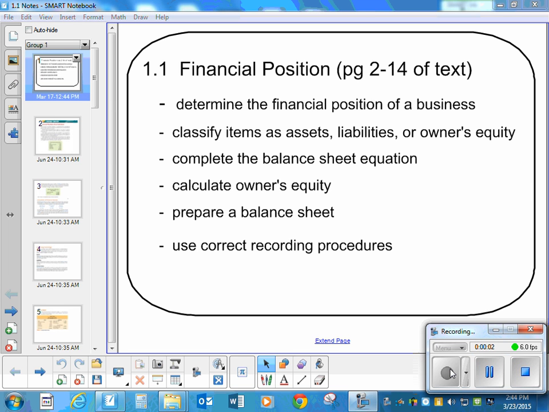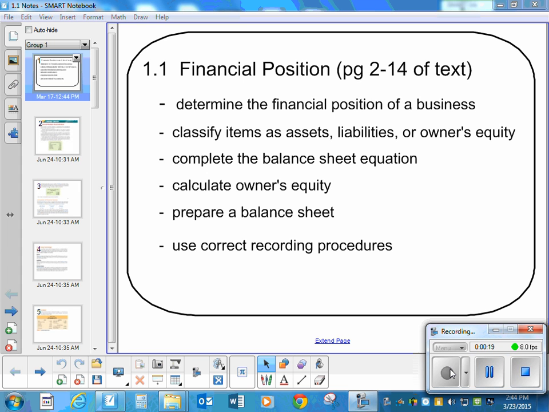So welcome to Accounting 10. This is the lesson that goes along with the 1.1 financial position. If you have a textbook, you can follow along with us on pages 2 to 14. So today's lesson is just to inform you of some basics that have to do with accounting.